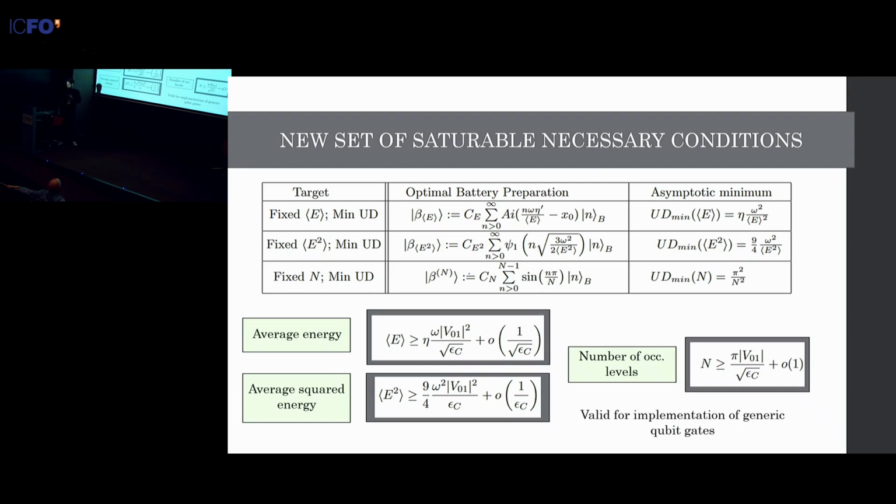From those results, since you know that they are the best state, so every other state has to do worse than them, you can derive 3 new bounds on the precision: one in terms of the average energy of the battery, one in terms of average squared energy, and one in terms of number of occupied levels. So basically, these 3 things are all resources that are beneficial if you put them in your battery before coupling it with the system if you want to enhance the precision.